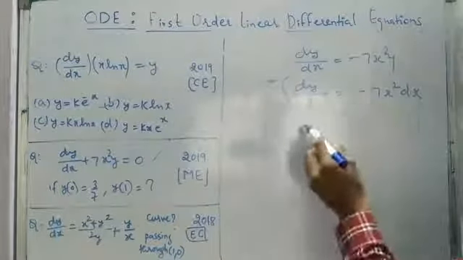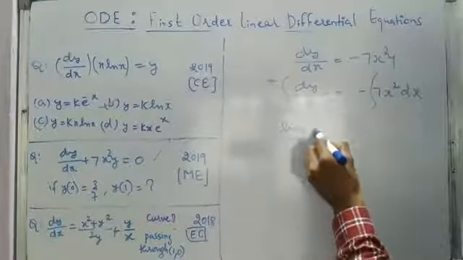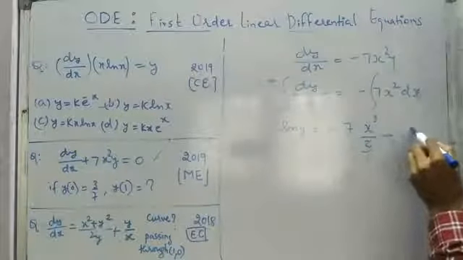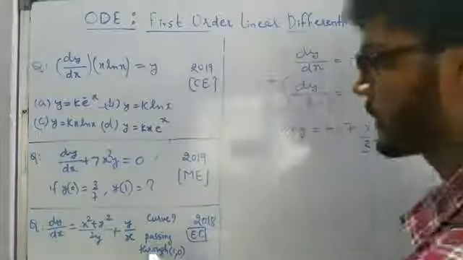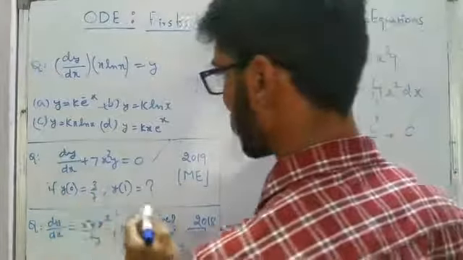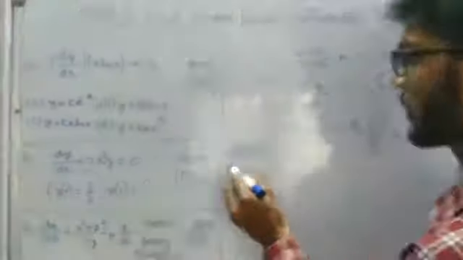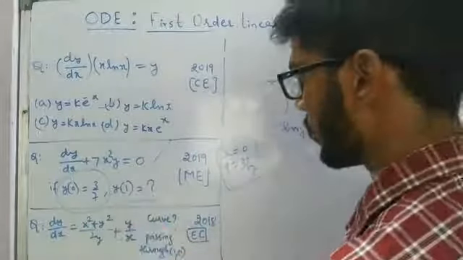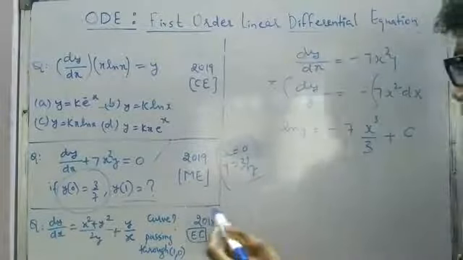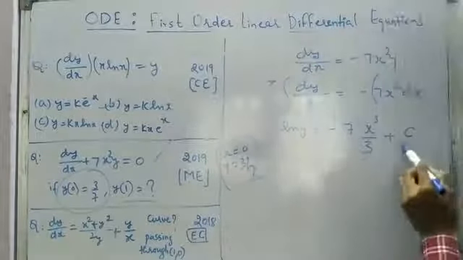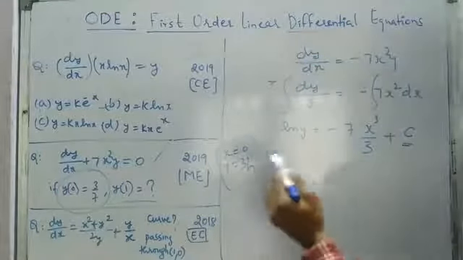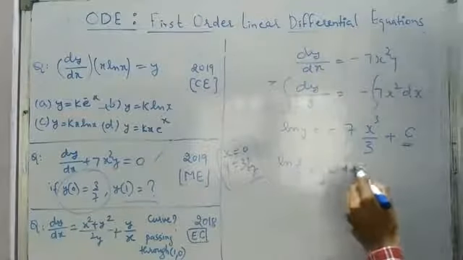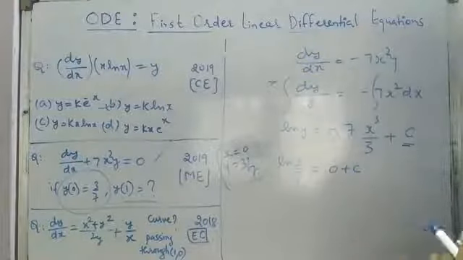Integrate both the sides. dy upon y is nothing but ln y, minus 7 times integration of x square, which is x cube by 3, plus c, right? And in this question we are given one condition, that at x equal to 0, y is equal to 3 by 7, and we are interested in the value of y at x equal to 1. Before going for that, we have to calculate the constant c. For that the condition is given, so we will put y is equal to 3 by 7 at x equal to 0. So c is nothing but ln 3 by 7.